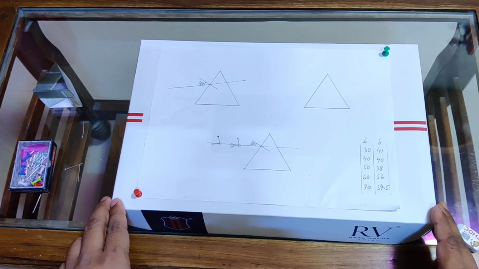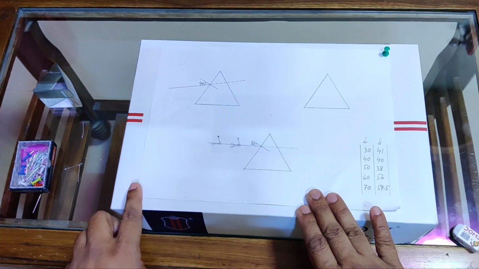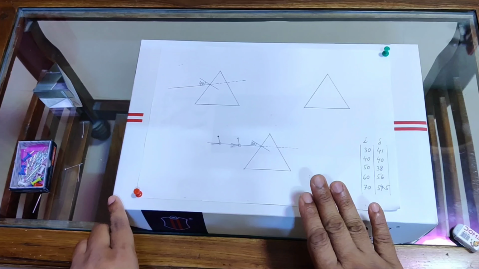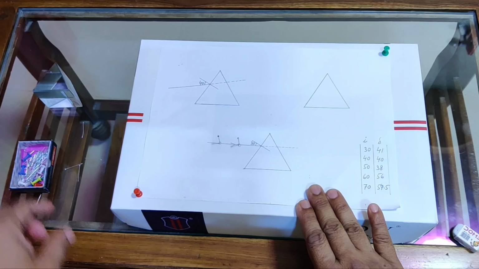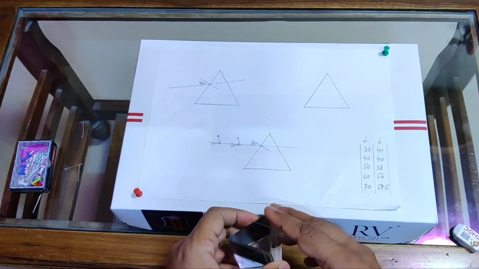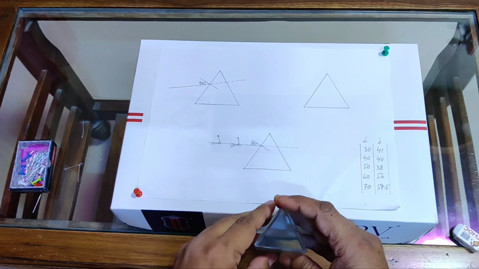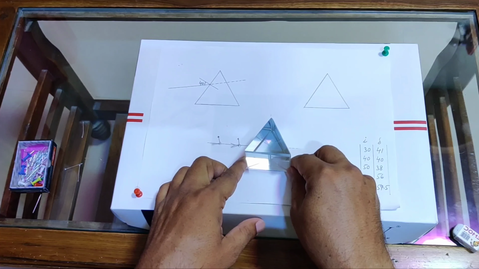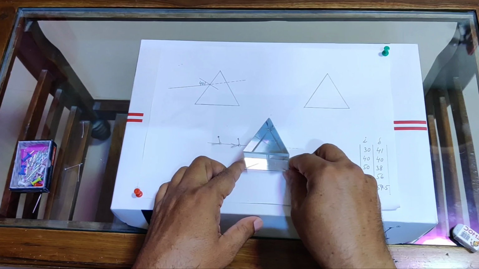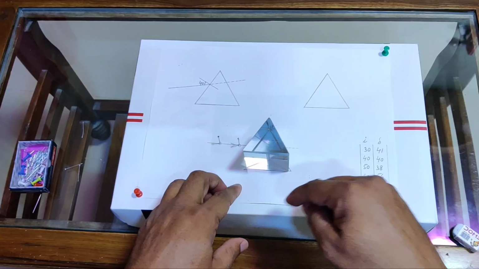On this drawing board we are going to fix this white sheet of paper with the help of board pins. Alright, now we have fixed it. After fixing the white sheet of paper, we are going to place the prism. Now we want to take 3 readings, so that's why we place the prism here. So here we are placing the prism, and then we draw the boundary of the prism.